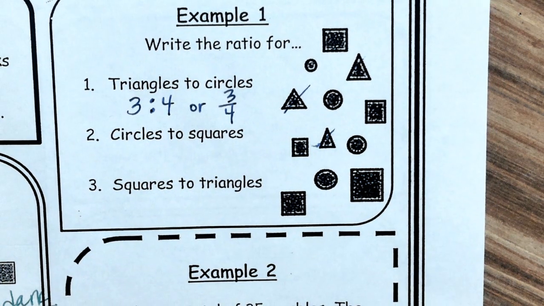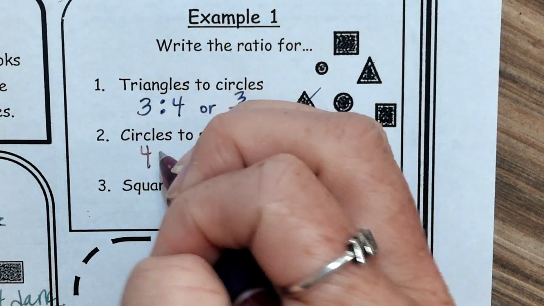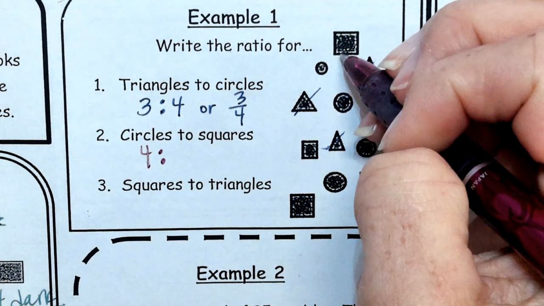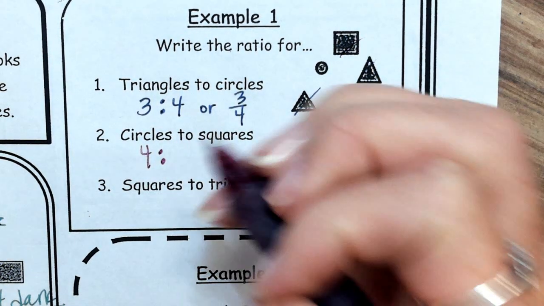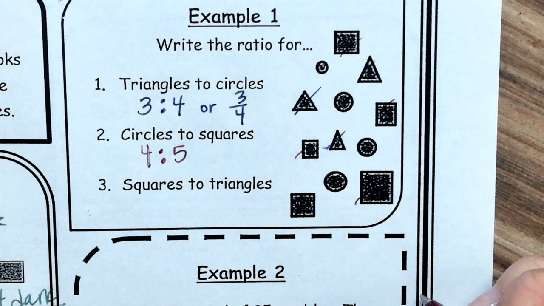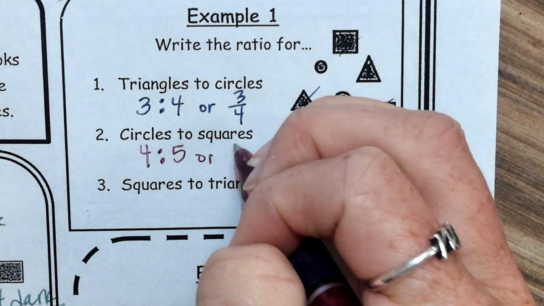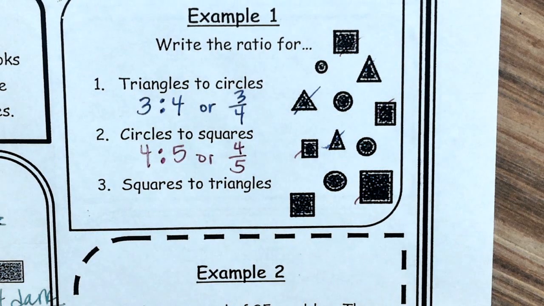Circles to squares. Well, how many circles are there? 4. How many squares are there? 1, 2, 3, 4, 5. So I could write 4:5, or I could write 4/5.